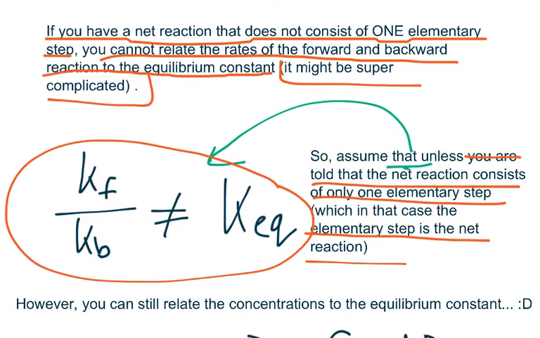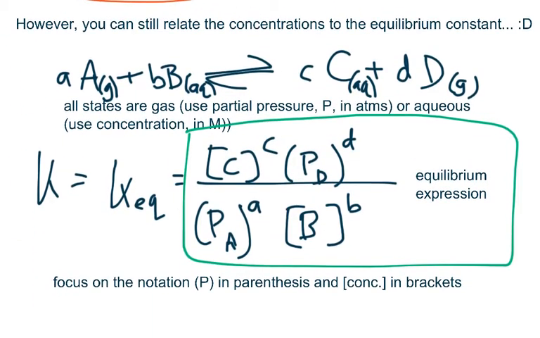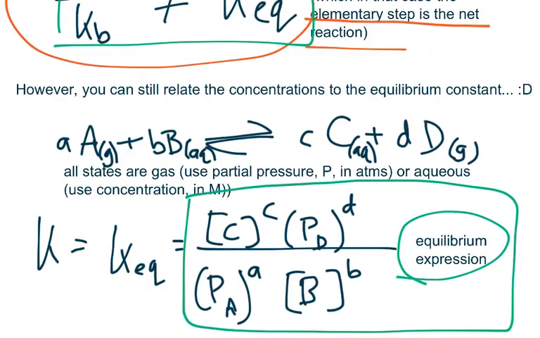So for most purposes, since most reactions are multi-step, or they consist of many elementary steps, we typically do not assume this. So let's move on and talk about how we can write the equilibrium expression for the equilibrium constant without having to rely on rates.